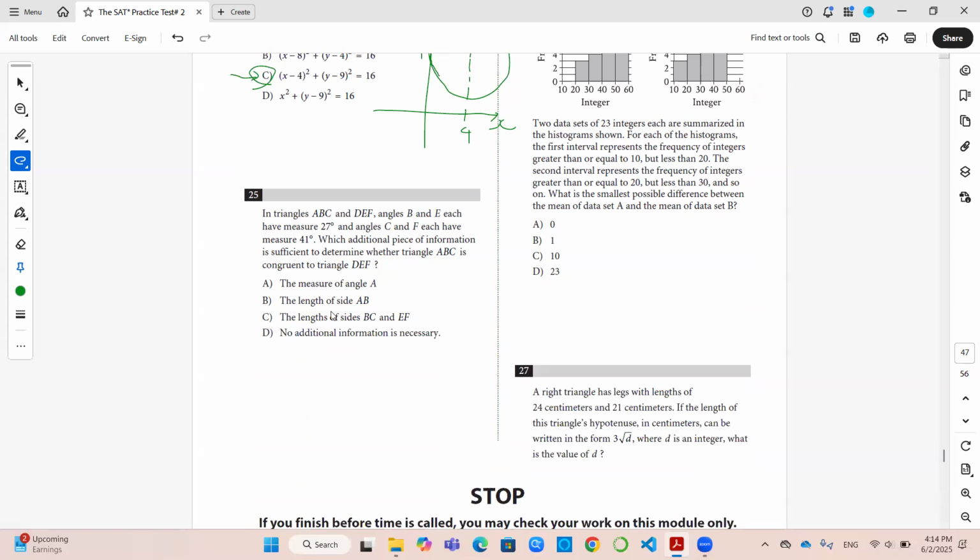Okay, in triangles ABC and DEF, angles B and E each have a measure of 27. Angles C and F each have a measure of 41. Which additional piece of information is sufficient to determine whether triangle ABC is congruent to triangle DEF? So we have ABC here, we have DEF here. Since this is a geometry problem, I always suggest you draw this out. So B and E have 27 degrees. Angles C and F have 41 degrees.